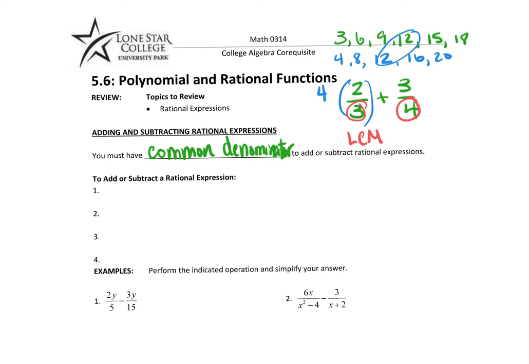So that's 4. To this other one, and then what you're really doing is you're multiplying by a special form of 1. If you multiply the bottom by 4, I also multiply the top by 4. So really 4 over 4 is 1. So you're not changing the problem at all. Same thing over here. I need to multiply this by a 3, so I'm going to multiply the top by a 3.